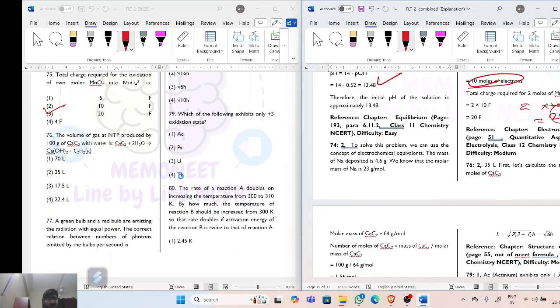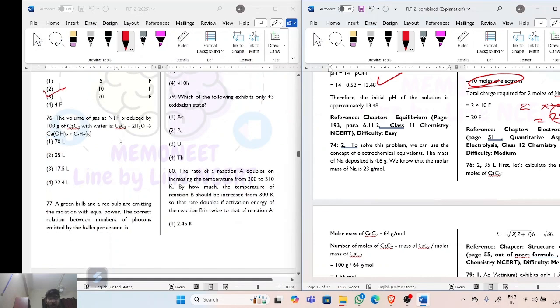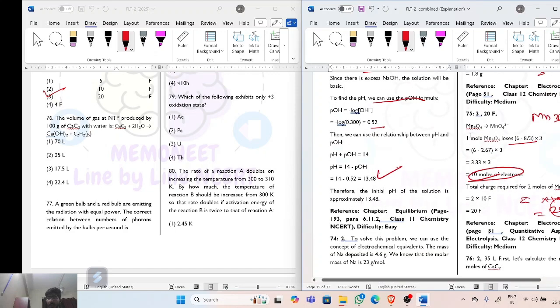Now question number 76. The volume of gas at NTP produced by 100 gram of CaC2 with water is, okay. So the reaction is given, which is carbide CaC2 plus 2H2O will give Ca(OH)2 plus C2H2. Okay. So we have to calculate the volume at NTP.